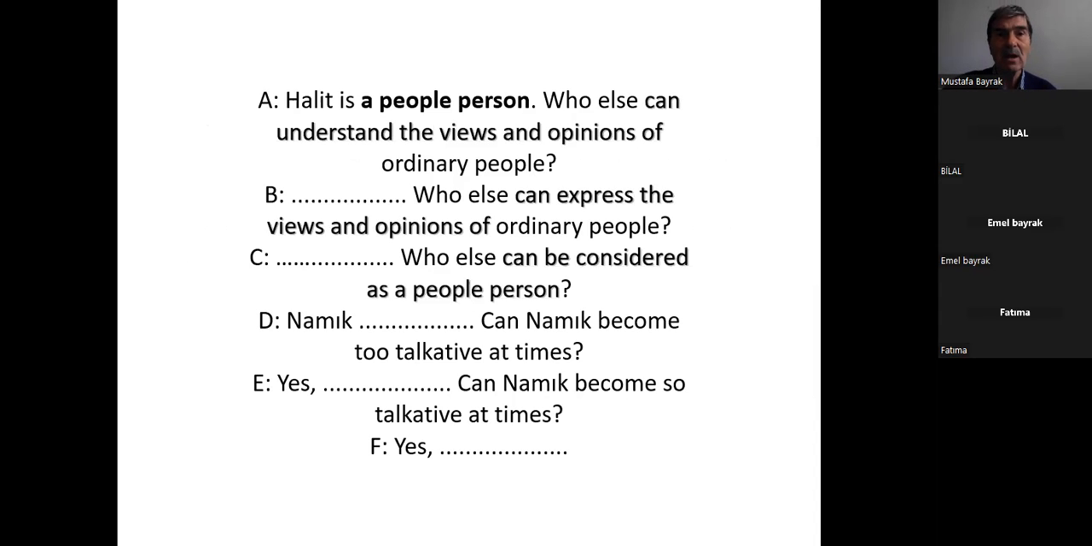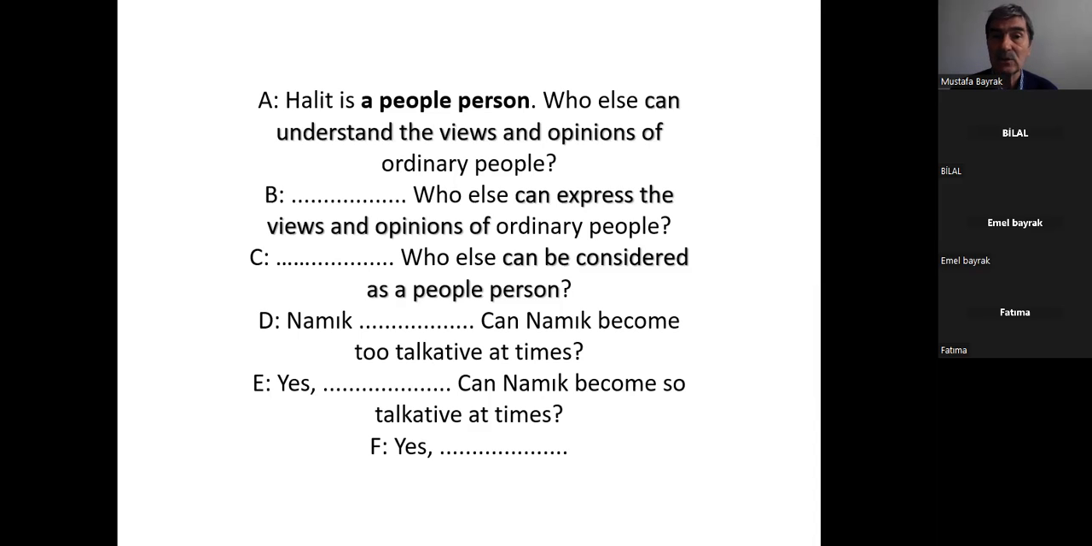The next is this. Halit is a people person. Yes. Who else can understand the views? Who else can understand the views and opinions of ordinary people besides Halit? In addition to Halit, yes, in addition to Halit, Mahmoud can also understand the views and opinions of ordinary people. Who else can express the views and opinions of ordinary people?